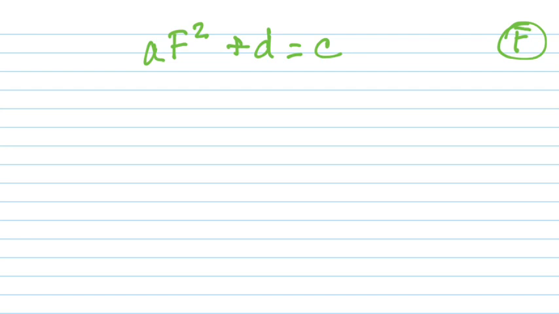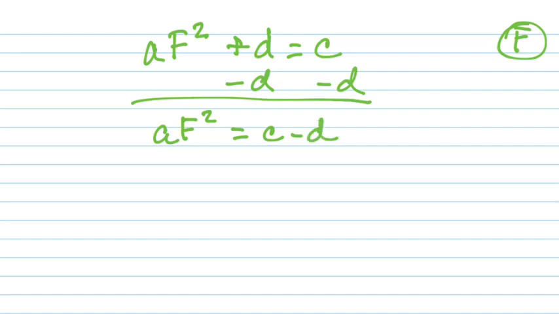Is our F by itself right now? No. Is there another term over there with my F term? Yes. So I need to move it first, right? So it's the plus D, so what am I going to do? Yeah, we'll subtract D from both sides. Gives us AF squared equals C minus D. F is still not by itself. I need to get rid of that A, and A is attached to it with what operation? And the opposite of multiply by A is? Divide by A. Thank you so much for that. So that'll divide away. That gives me F squared equals C minus D over A.